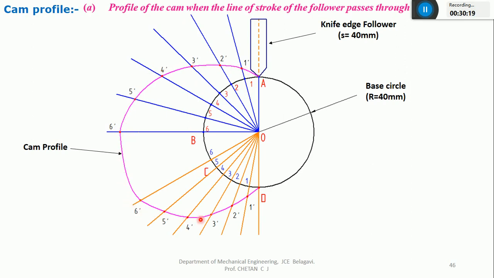So this is the line of stroke of the follower, passing through the center of the cam axis. And just indicate all the distances. So this is nothing but the base circle with a radius of 40 mm, and this is the knife edge follower with the height of 40 mm. All these things are given in the problem. So please let me know if any doubts in the cam profile. So this completes the first condition.